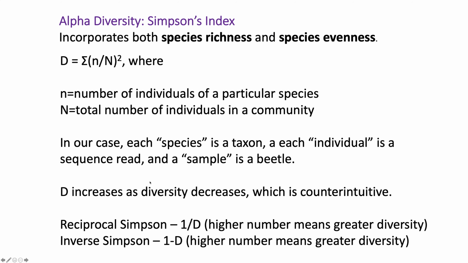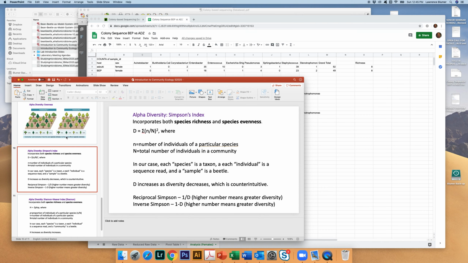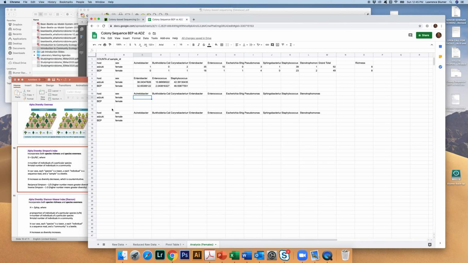This slide set is showing the Simpson index. It's calculated as the sum of the relative abundance squared for each of the taxa that are in your particular collection, in your particular community, where n is the number of individuals, in this case the number of samples of a particular genus, and big N is the grand total for the number of individuals in a given treatment. So I'm going to leave the slide set for the moment. Let's go back to our sheet.